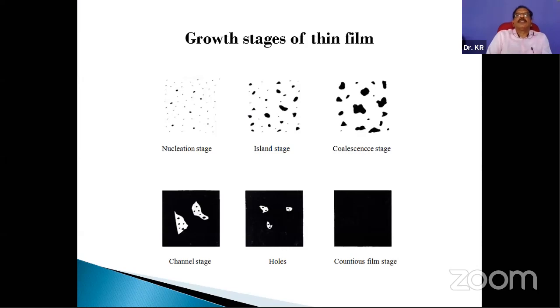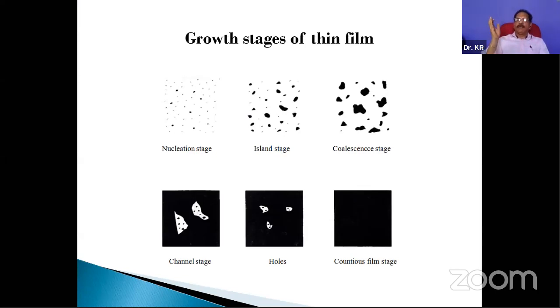During the deposition process, the thin films are grown through approximately 6 stages. They are called the nucleation stage, island stage, coalescent stage, channel, holes, and continuous film stage. First, when atoms or molecules or ions reach the surface of the substrate, nucleation occurs, that is, some nuclei are randomly formed on the surface of the substrate. Then, on the arrival of subsequent atoms or ions or molecules, the nuclei grow gradually into a larger size. They are called islands, and that stage is called the island stage.